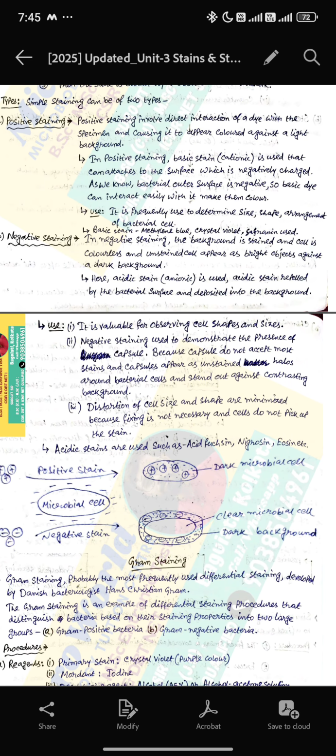So this was your negative staining. Only this much you need to remember for tomorrow.